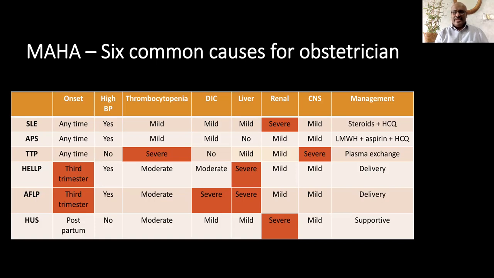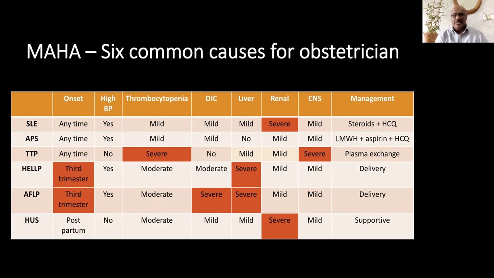The common cause is SLE, but most of these patients would already have had the diagnosis established. Patients with APS may also present with MAHA for the first time in pregnancy, but APS may also have got the diagnosis established. Now, what is easy for most obstetricians is HELLP or acute fatty liver in pregnancy. So patients with HELLP syndrome or acute fatty liver in pregnancy traditionally present in the 3rd trimester. Traditionally, they do have high blood pressure and they do have significant liver impairment.